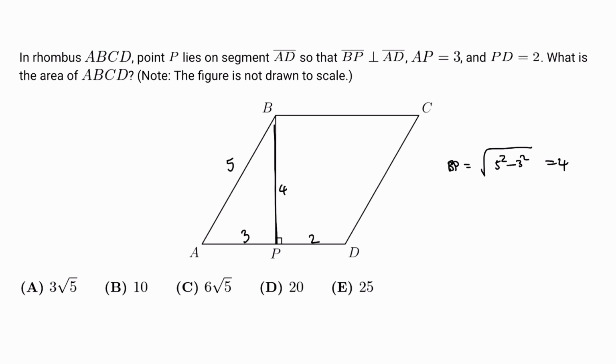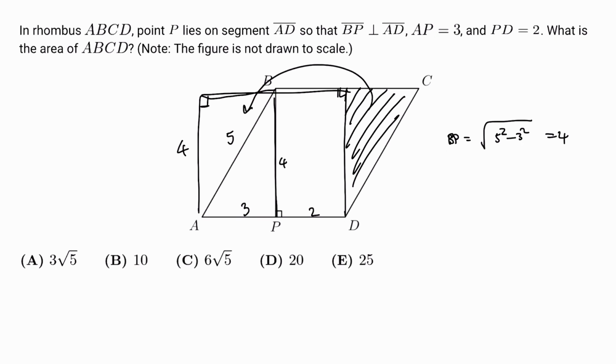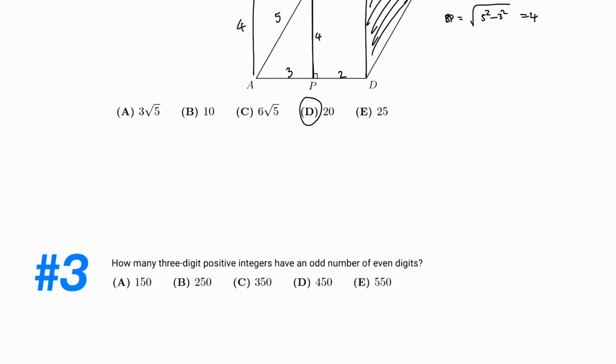So the area is just base times height. If you don't know the area formula, that's fine. Let's take this triangle over here. Because this is a right angle, we can move this over here. That becomes a rectangle with height 4 and width 5. So the area is just 4 times 5, or 20. That's number 2. Alright, moving on to number 3.